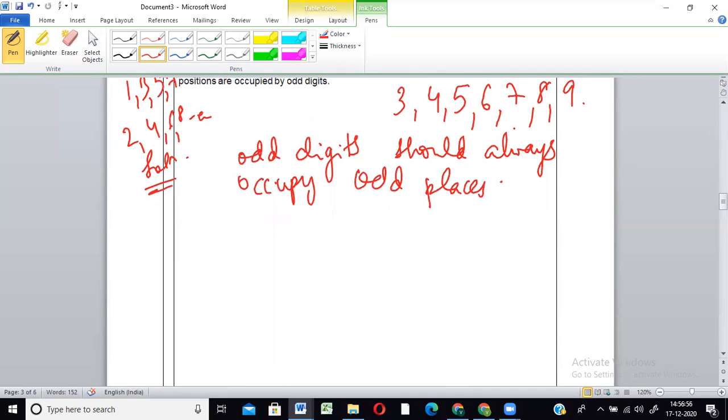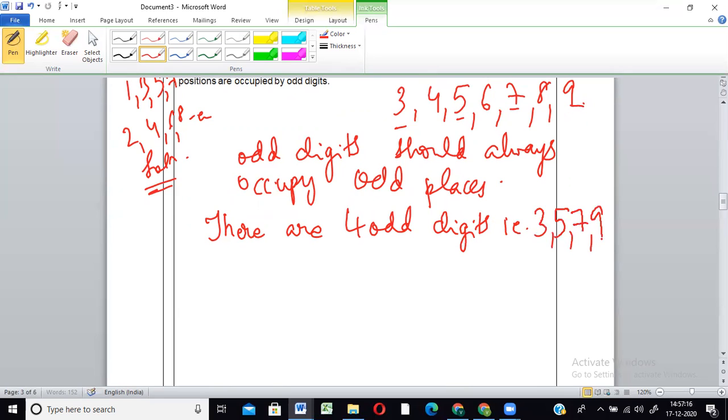So we only have to look at these. Even though 1 is an odd, we're not going to look at it because right now in the question we're just focusing on these numbers. Which are the odd numbers given to us? There are 4 odd digits. Those are 3, 5, 7, and 9. So these numbers are to be arranged in which places? Odd places or odd positions.